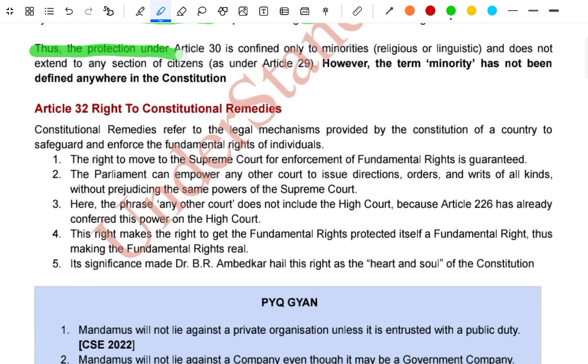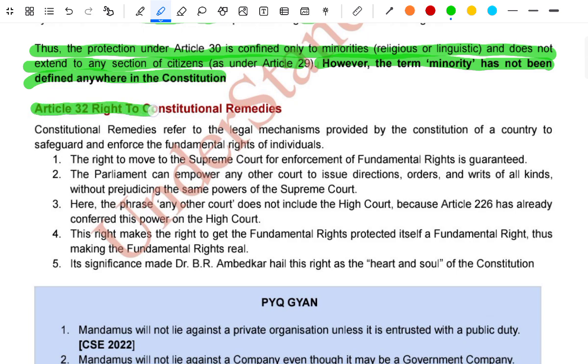Thus, the protection under Article 30 is confined only to minorities, religious or linguistic, and does not extend to any section of citizens as under Article 29. However, the term minority has not been defined anywhere in the Constitution.